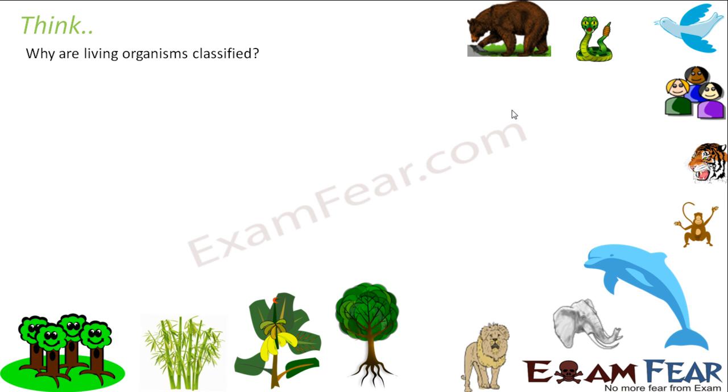Why are living organisms classified? Why did we classify them at all? Why was classification needed? Obviously, since the variety of organisms is huge, there are so many different types of organisms that it is not possible to study each existing living organism in detail. So what was done? They were grouped into categories so that we can study the behavior of each group. Once we know the behavior of each group, we can know the behavior of each member of that group.